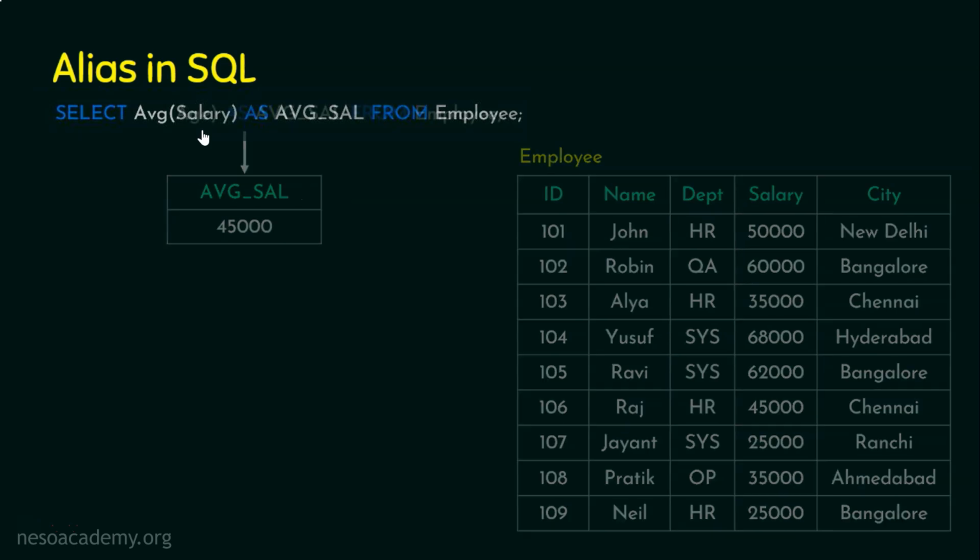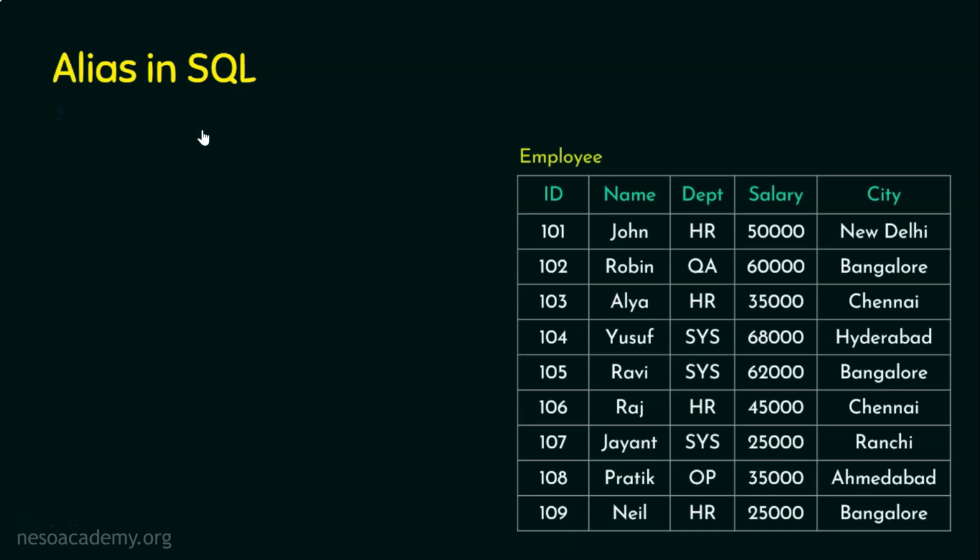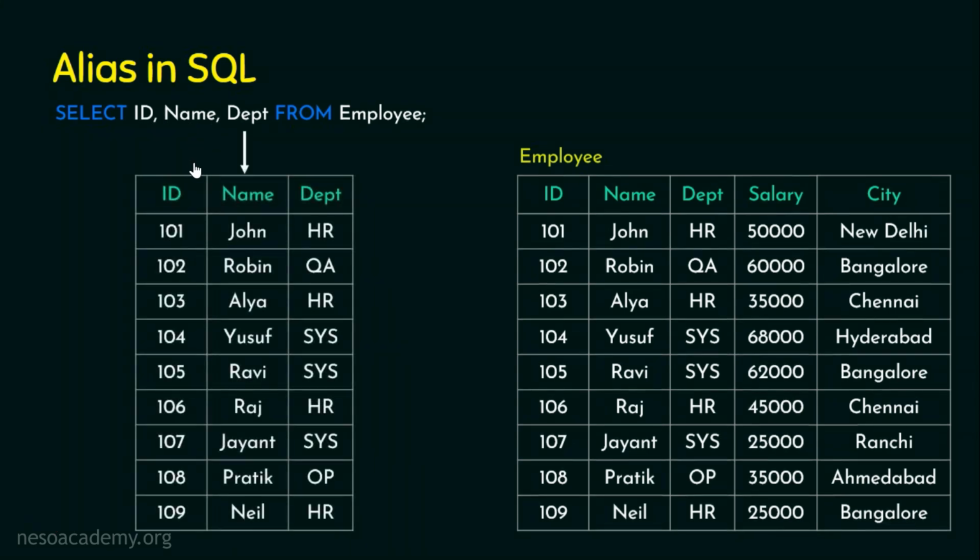And coming to the next example, the same employee table, and the query is select ID, name, department from employee table. This employee table contains 5 attributes or columns: ID, name, department, salary, and city. And I'm going to retrieve only 3 columns: ID, name, and department. So obviously the output is going to contain only these 3 columns: ID, name, and department. Now where is the alias? We will modify the query now.